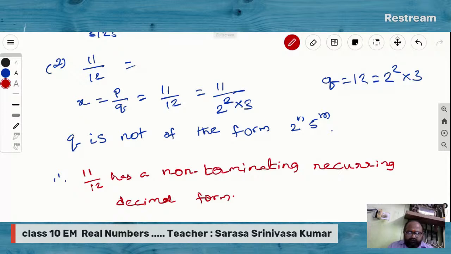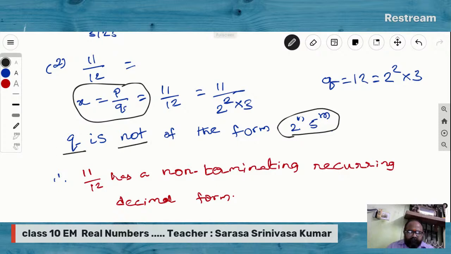Now students must remember again, when the given number is taken as x equal to p by q and q is not of the form 2 power n, 5 power m, we get a non-terminating recurring decimal form. Now we consider the next problem.